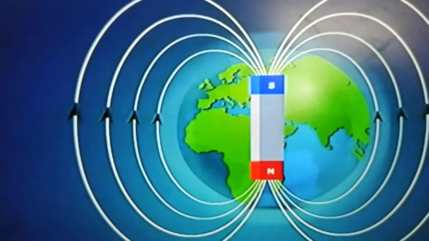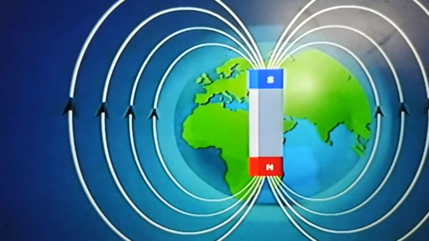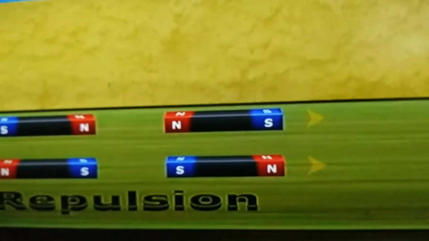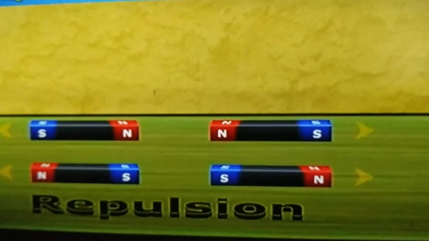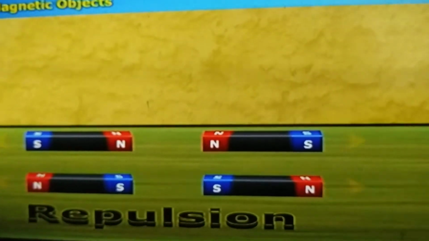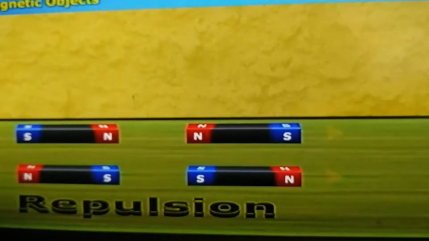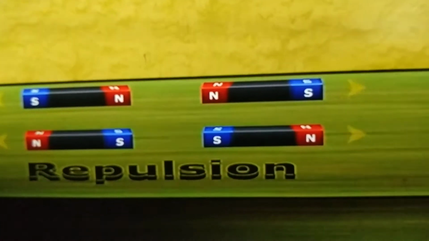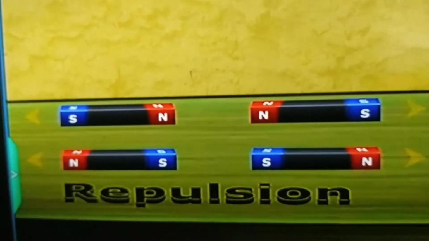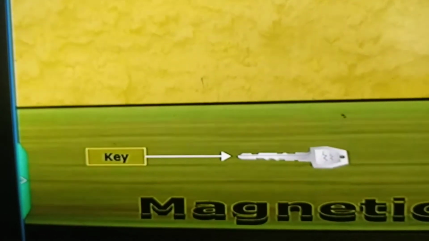So earth acts as a magnet. Earth as a magnet. So magnetic objects. An object which is attracted by one pole of the bar magnet and repelled by its other pole is treated as a magnet.